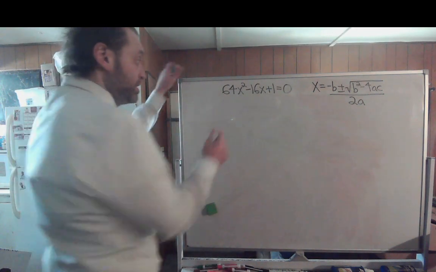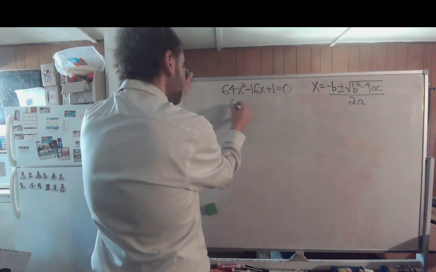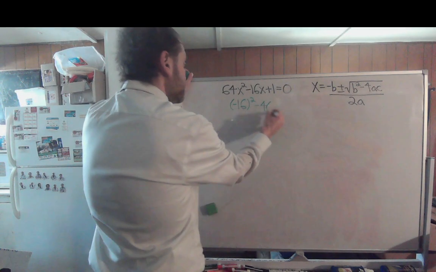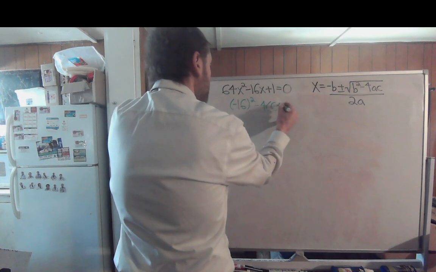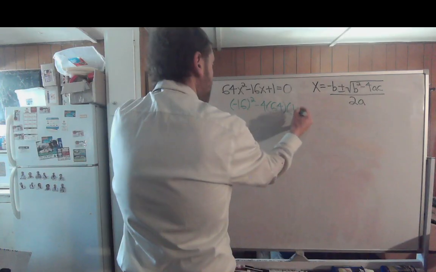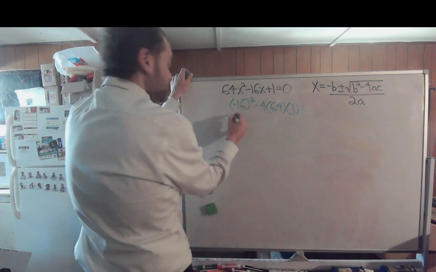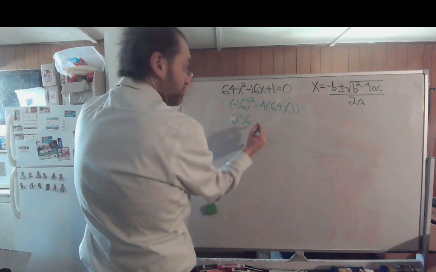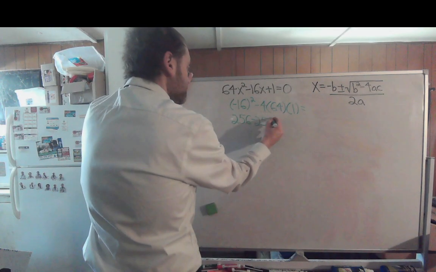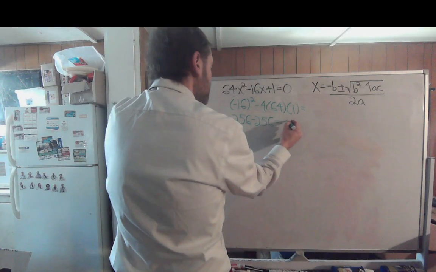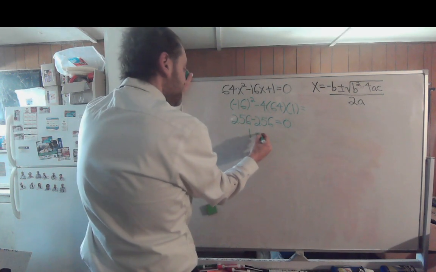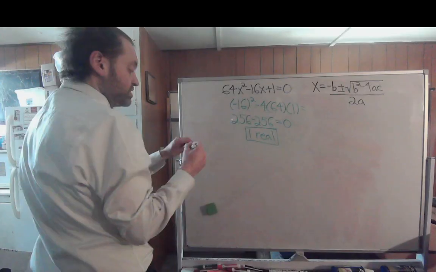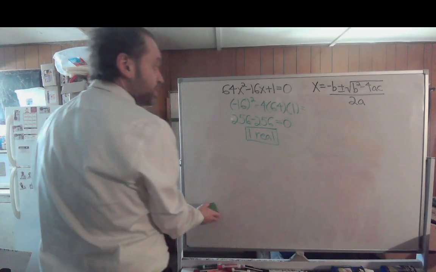So do your discriminant, you'll take that b squared, so that'd be negative 16 raised to the second power minus 4 times your a of 64 times your c of 1. Well, negative 16 squared is positive 256, and this would end up being minus 256. So 256 minus 256 is 0. So you'd end up having one real solution, since the discriminant's exactly equal to 0.